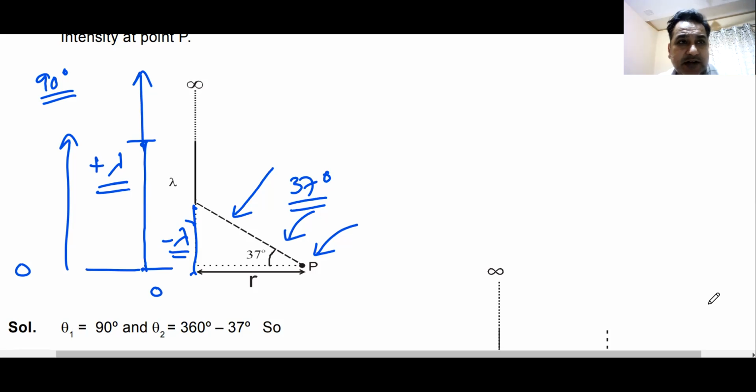I assume that this wire extends from here till infinity. So one wire is semi-infinite, and I subtracted the wire from 0 to 37 from that. That is how I've applied the principle of superposition in this diagram. Please, can I have some response that we have understood this? How I've applied the principle of superposition in this diagram.